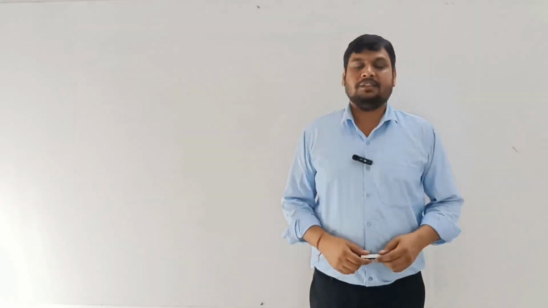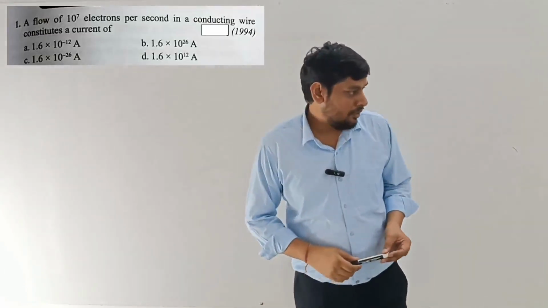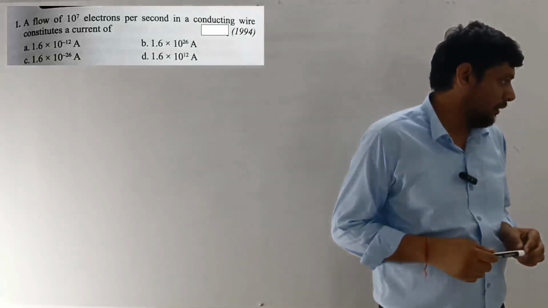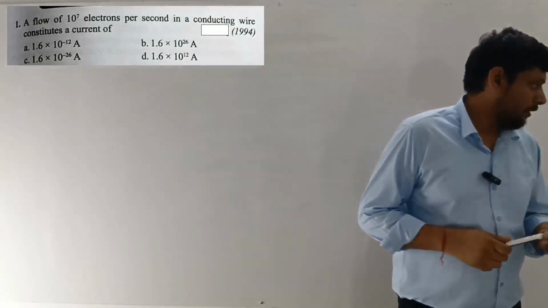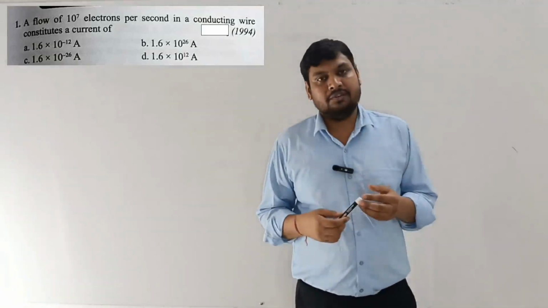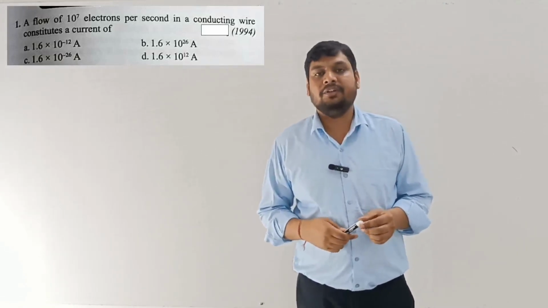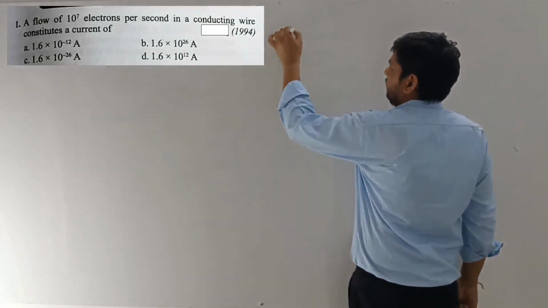Okay, now we will discuss some PYQs. You can see the question here. The question is: a flow of 10 raised to power 7 electrons per second in a conductor wire contributes a current of what? We have been given the number of electric charges and we have to find the value of electric current. How can we solve it?